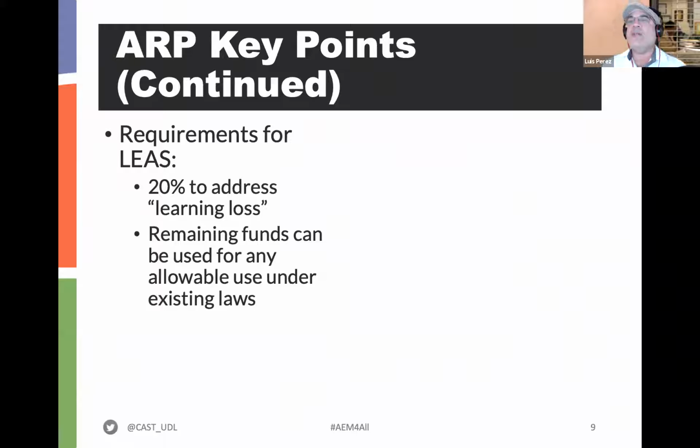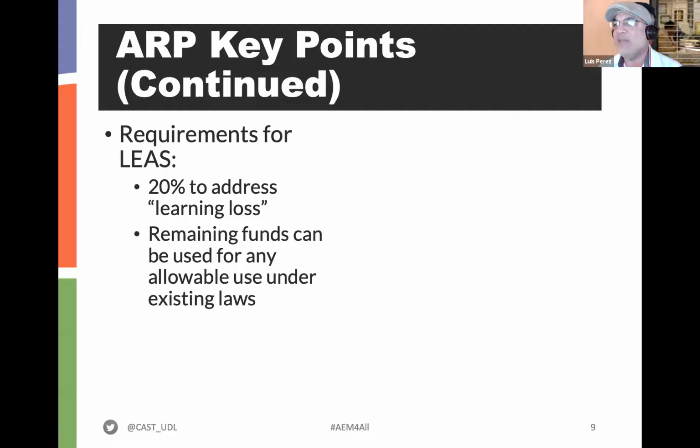So there are those requirements for SEAs, but there are also some requirements for local education agencies, or LEAs. From their funding, 20% needs to be aimed at addressing "learning loss." I put it in quotes because I'm not a big fan of that term. In some ways it focuses on deficits, but I would argue that our learners have also learned a lot during the last year.